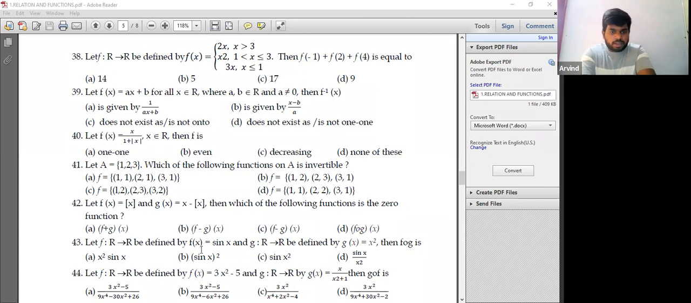So f of x is given, g of x is given. Then which of the following is a zero function? f plus g of x, f minus g of x, and again, I guess this is f into g of x, option C.